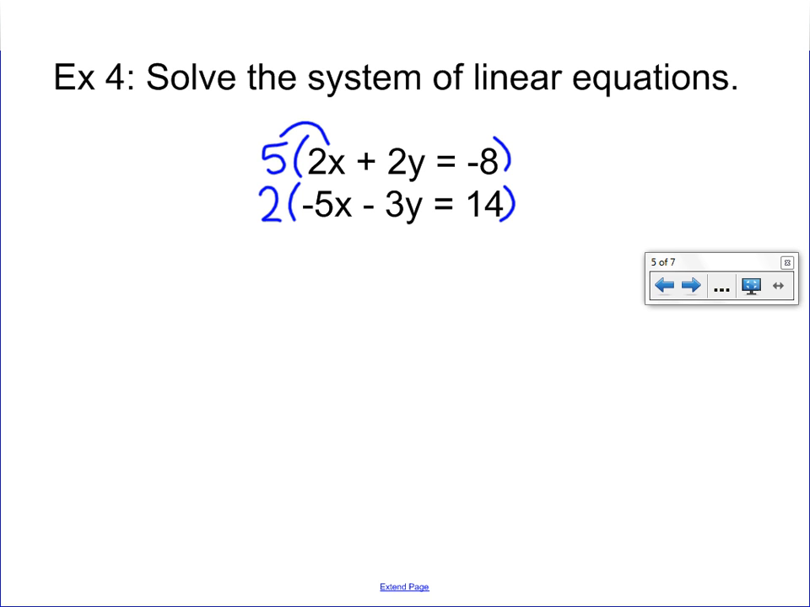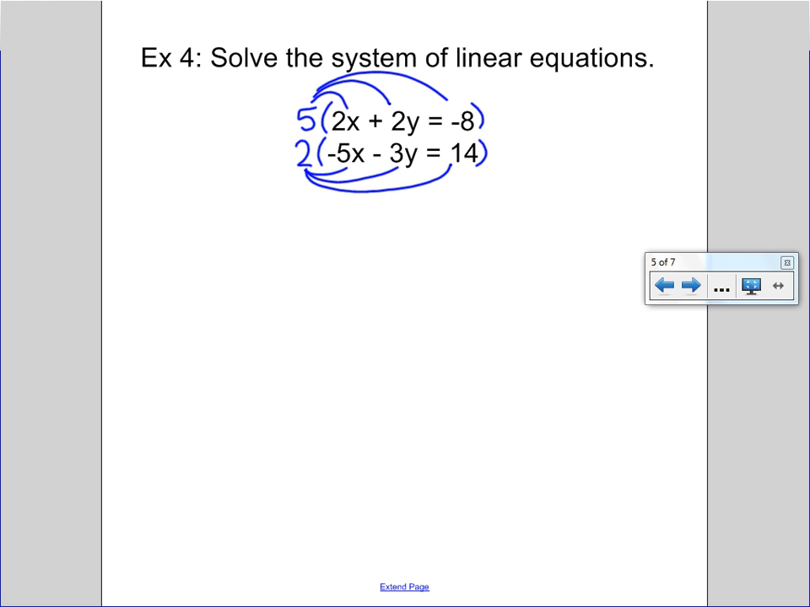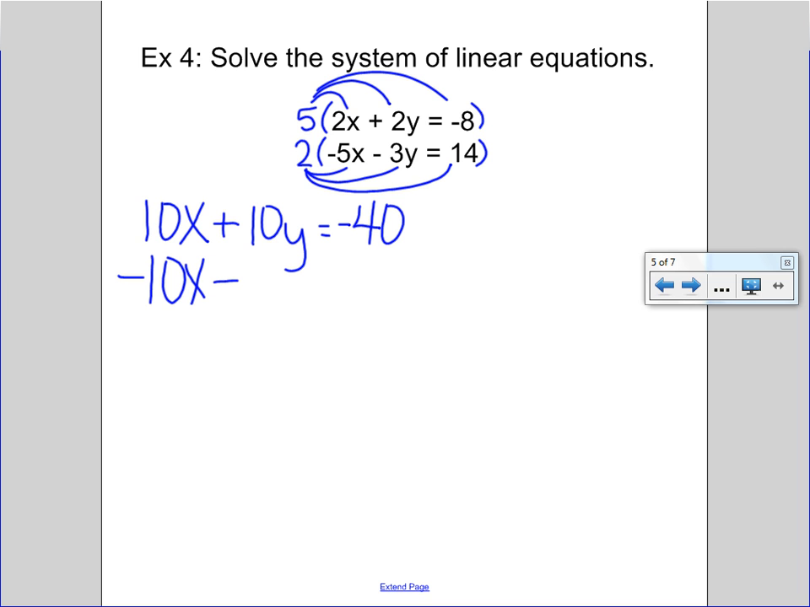So now I'm going to take that 5 to everything in my first equation and my 2 to everything in my second equation. So I have 5 times 2x is 10x plus 5 times 2y is 10y equals 5 times negative 8 is negative 40. Then I have 2 times negative 5x, which is going to give me a negative 10x. 2 times negative 3y gives me negative 6y. And that's going to equal 2 times 14, which gives me 28.